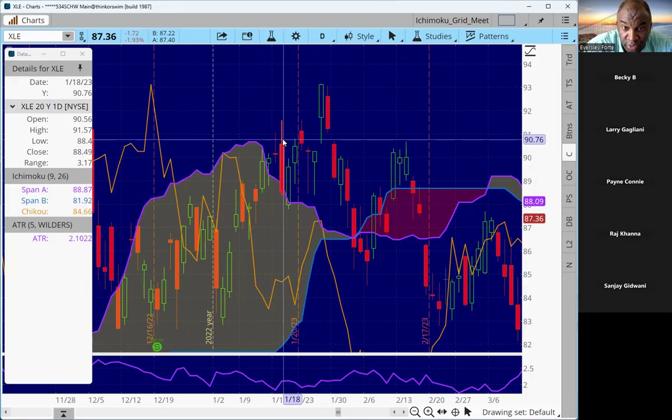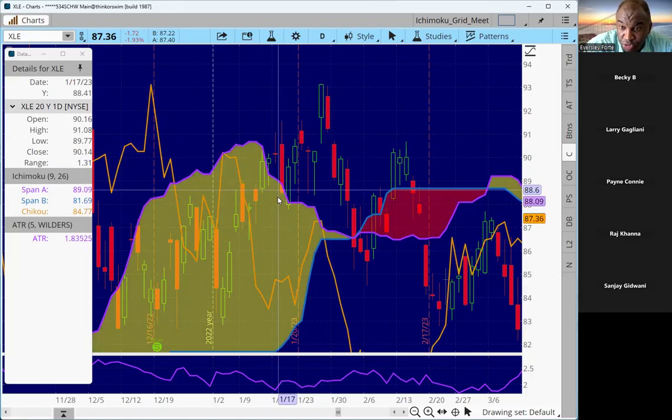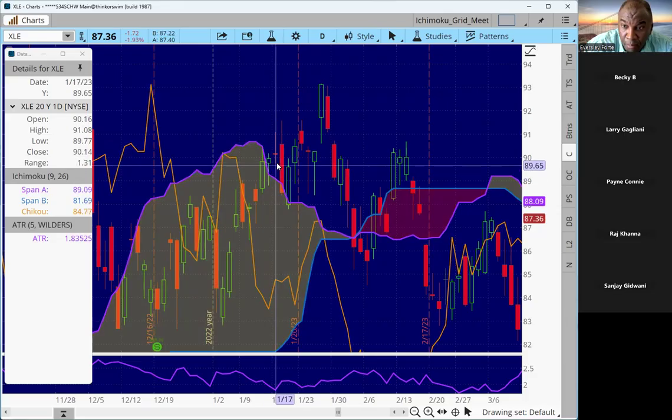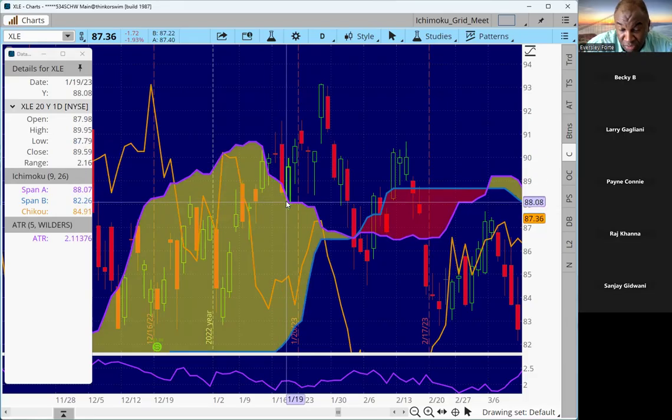Was the first target reached? It went as high as 91.50. Nope, the first target was not reached. So this is still a good trade. But now I'm getting in 2 points lower than expected. So now instead of my target being $1.96, my target is now $3.96 because I'm getting in 2 points better than expected. My first target is still up here, but now I'm getting in 2 points lower than expected.